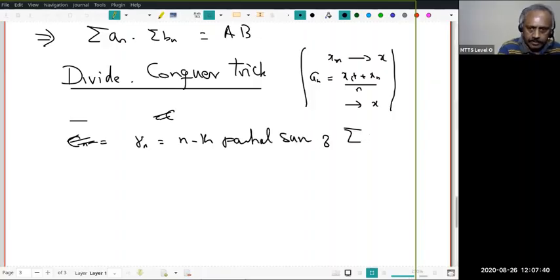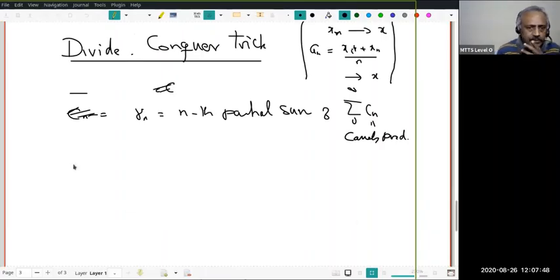Sum of the series Cn. This is the Cauchy product. Okay. Now what should I prove? I should prove gamma n converges to AB. Is that clear? Okay. For this, what will be done?